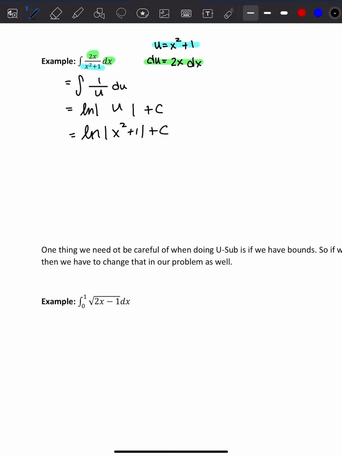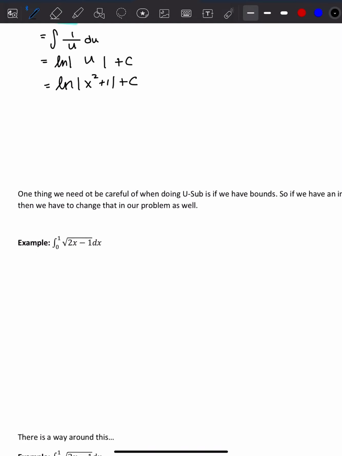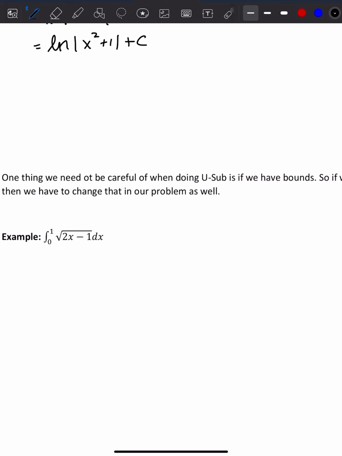So the one thing that we need to be careful of is when we have bounds. If we have a definite integral and we do u substitution, we just want to make sure that we are doing the right notation. So if I change this at all, or if I put an equal sign saying it's equal to something else, I need to make sure that there are bounds on my equation. So we did this one a little while ago.